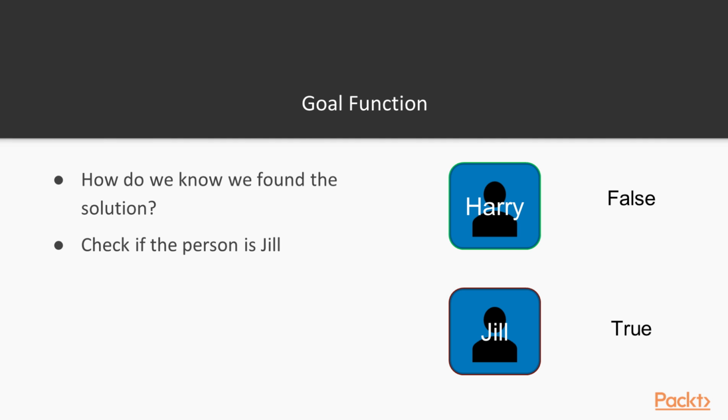In this application, the goal function should return true if the person is Jill. So if the current person is Harry, the function should return false, and if the current person is Jill, it should return true. Let's see the state class code for this application.